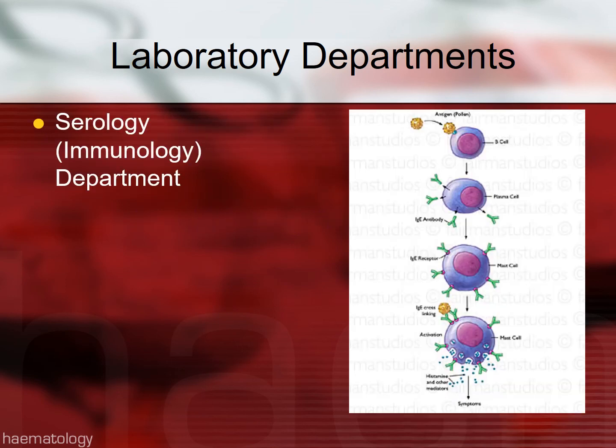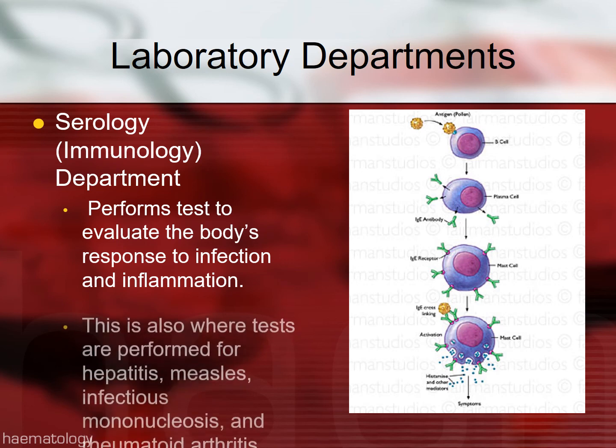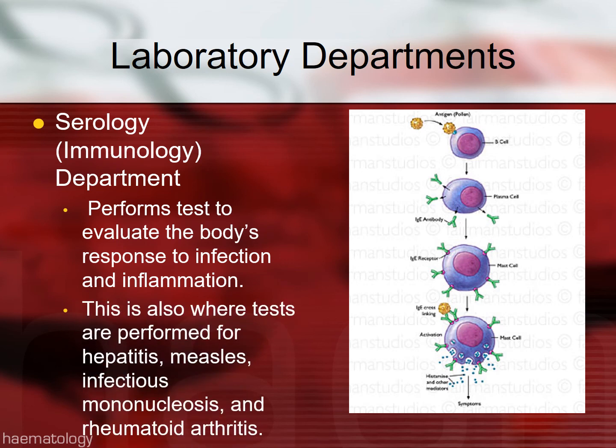Also, serology, known as the immunology department. Now, they perform tests to evaluate the body's response to infection and inflammation. This is also where tests are performed for hepatitis, measles, infectious mononucleosis, and of course, rheumatoid arthritis. And again, this is called the serology department.